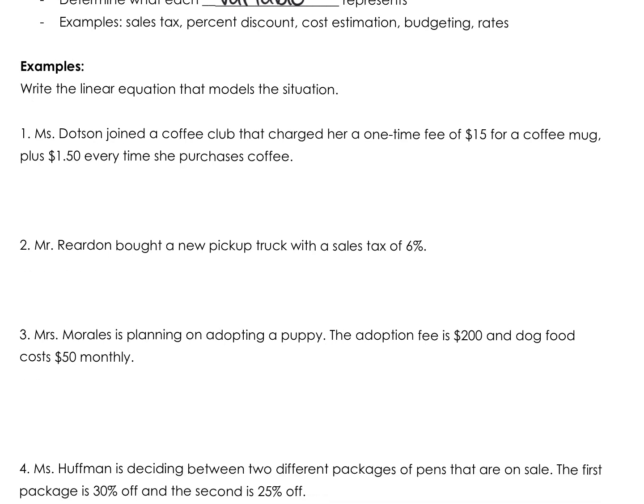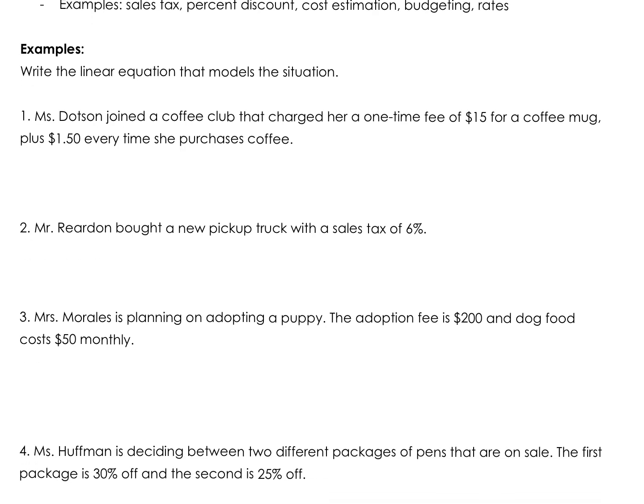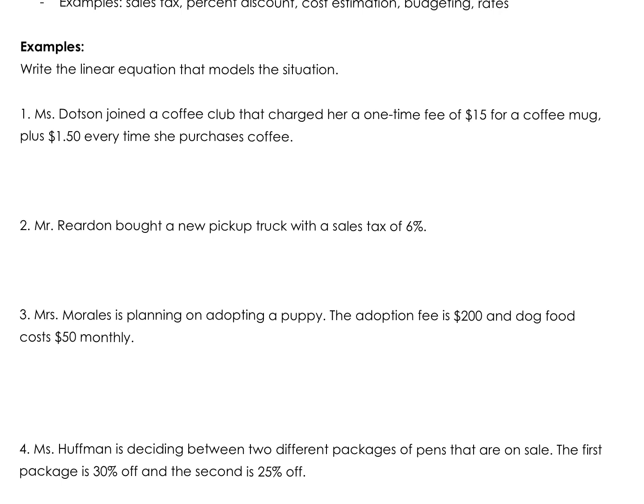So for our examples, the first thing we're going to do is write the linear equation that models the situation. So in our first example, we have that Miss Dodson joined a coffee club that charged her a one-time fee of $15 for a coffee mug, plus $1.50 every time she purchases coffee. So when I go to write my equation, my variables, I'm going to use x and y. X is the variable that you're going to be plugging in information for. So x is going to represent your number of cups of coffee. And then y would represent your total cost.